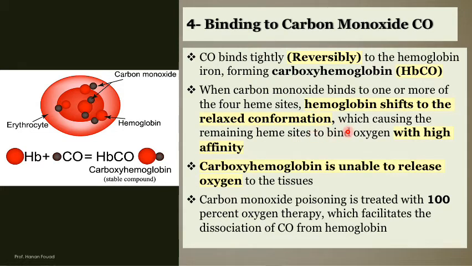Relaxed form has very high affinity to oxygen, so hemoglobin will bind oxygen strongly and never deliver the oxygen to the tissue. So carboxyhemoglobin is unable to release oxygen to the tissue. That is why exposure to carbon monoxide is a medical emergency. It is fatal because carbon monoxide fixes the hemoglobin in the relaxed conformation, and this leads to binding of oxygen in an irreversible manner. So hemoglobin will bind oxygen with very high affinity and never release the oxygen.